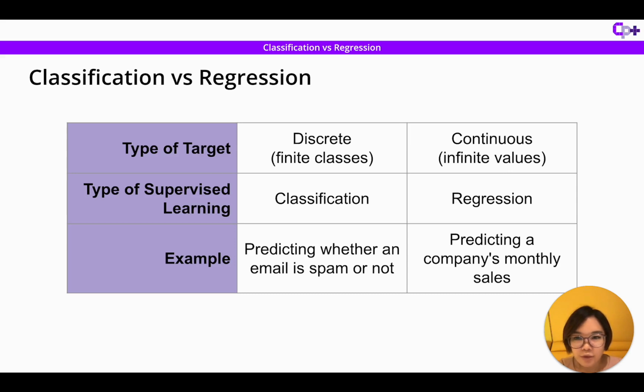So once again, the difference between classification and regression: classification is when you have discrete targets, and regression is continuous. And we have examples there. Classification is predicting whether an email is spam or not spam, and regression is maybe predicting dollars, right? So real values.